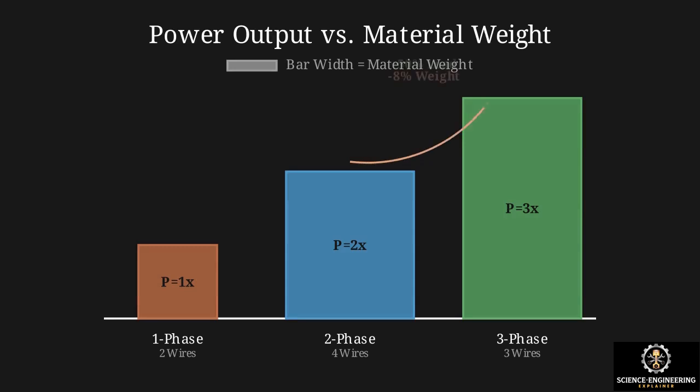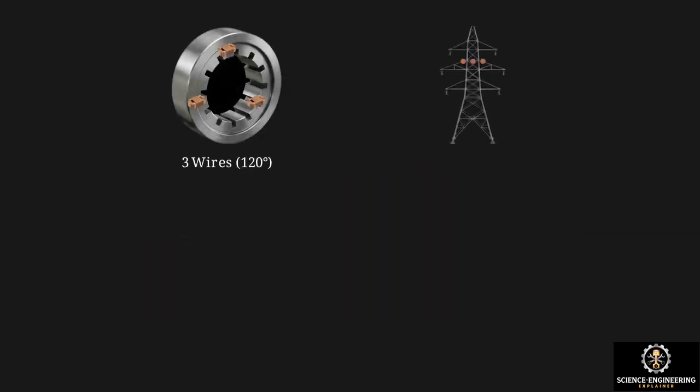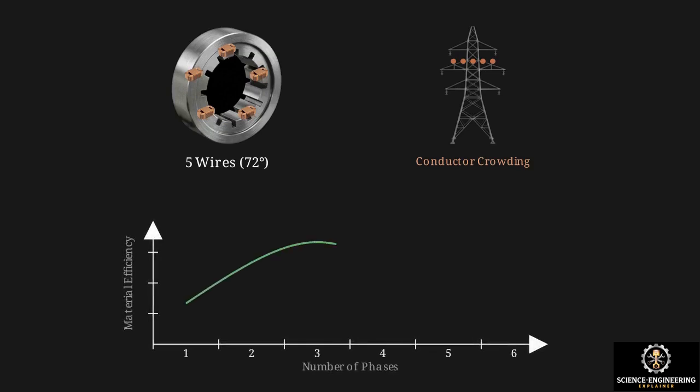We can compare the efficiency of these systems by mapping their total power output against the required material weight. By eliminating the neutral wire, 3-phase delivers 50% more power than a 2-phase system while using 8% less material. Compared to a single-phase system, three-phase requires one additional conductor, a 50% increase in material, but delivers triple the total power. Adding a fourth or fifth phase would require even more conductors, without providing a corresponding reduction in return path material. The 120-degree offset is the specific geometric point where material savings and power delivery are most efficient.